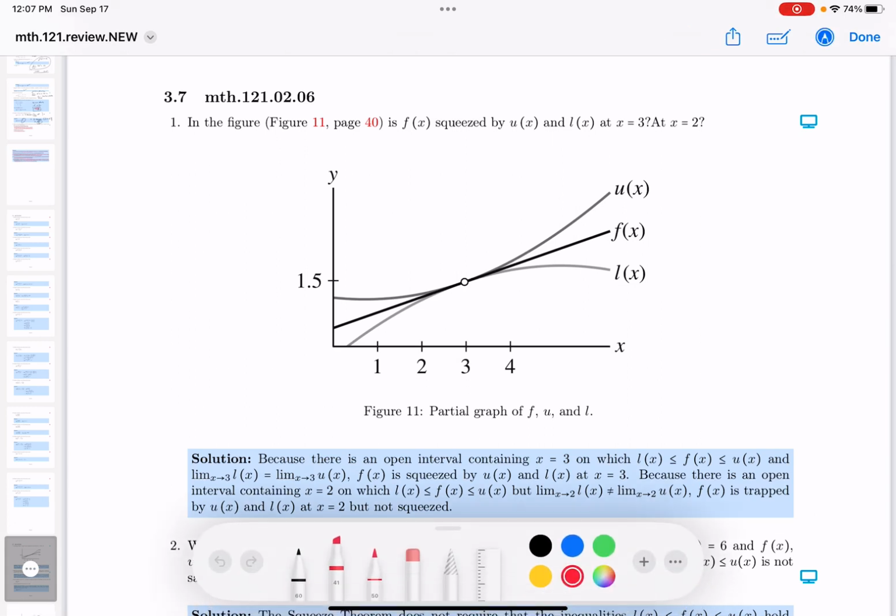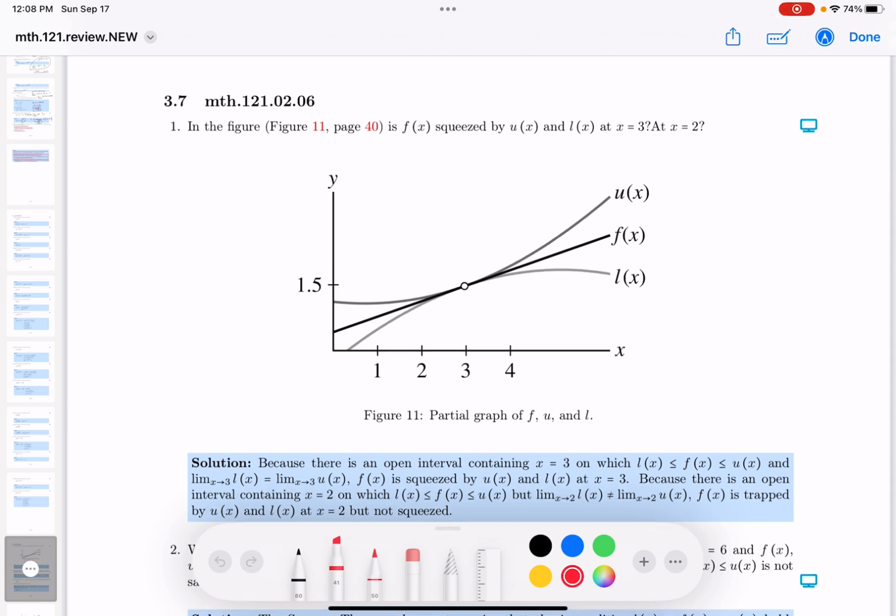Okay, for number one, you're given three functions. You're given L, U, and F. Just looking at it, F is between U and L on the interval that we're represented over here. And there's two places I want you to look. One is at 2 and one is at 3. Let's look at 3 first.